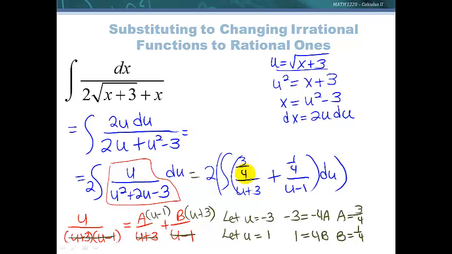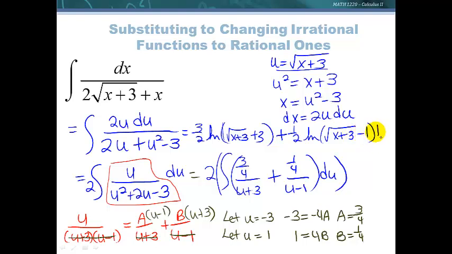So I'm going to have 3/4 multiplied by this 2, so that's going to be 3/2. And then I'm going to have the natural log of u, which was square root of x plus 3, and then plus 3, and then plus, here's my 1/4 times 2, so that's going to be 1/2, and then the natural log of the square root of x plus 3 minus 1, and then plus my constant. And looking at this, I know that this one will be positive, but I need to have absolute values on this one.